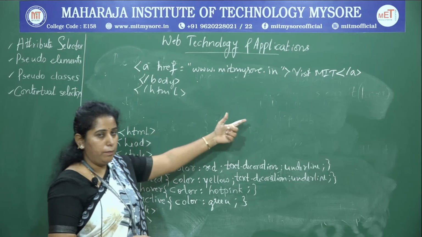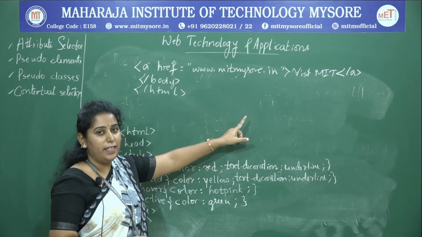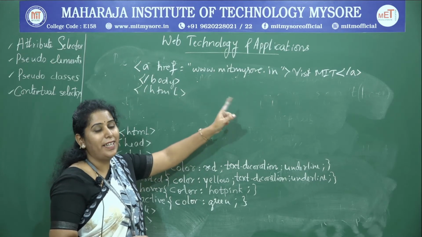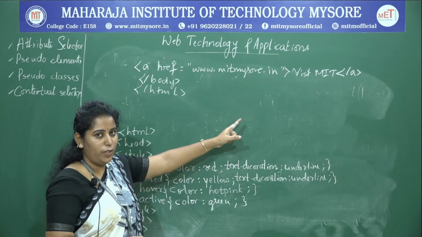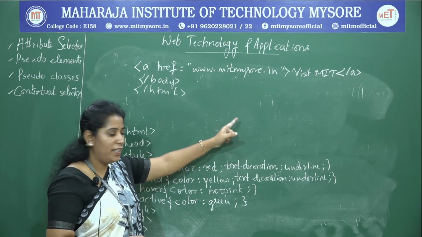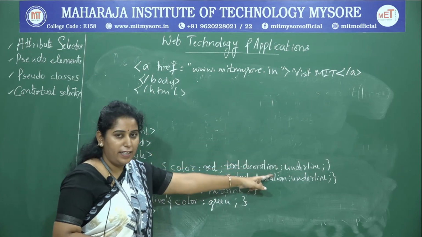Now you run the program. You can notice in the output screen there is a message, Visit MIT. That is not a message, that is a link. Okay. That unvisited link is printed in which color? Red color, and it is underlined.